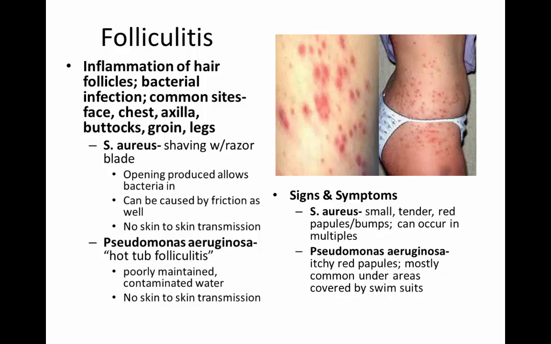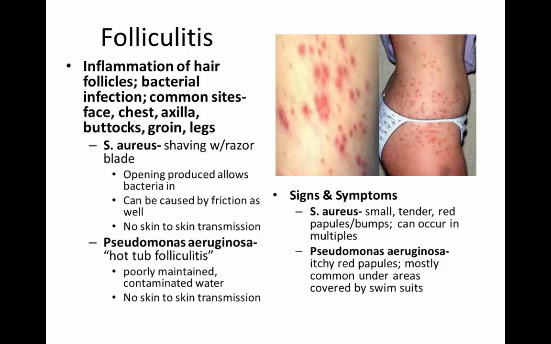Folliculitis is an inflammation of the hair follicles. This is typically from a bacterial infection. Common sites include the chest, face, axilla, buttocks, groin, and legs. The S. aureus bacteria can occur when shaving with a razor blade. Possible openings in the skin from nicks from shaving can allow the bacteria in. It can also be caused by friction as well. There is no skin-to-skin transmission.